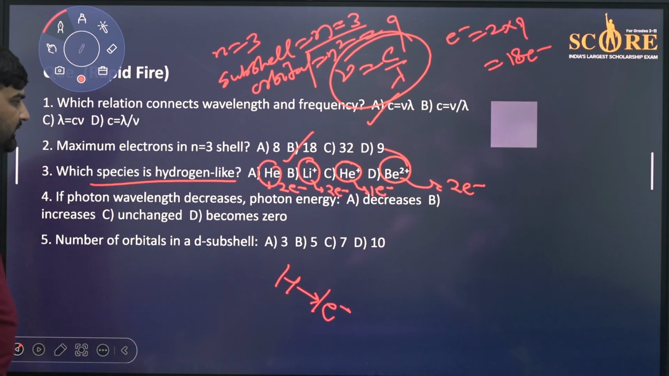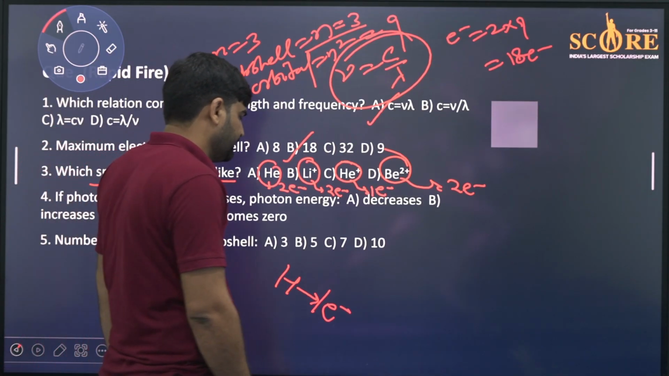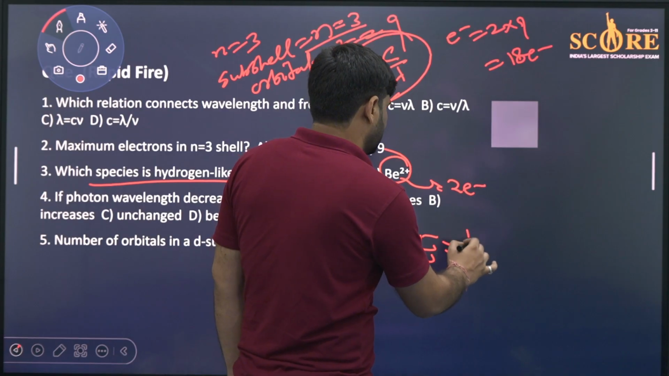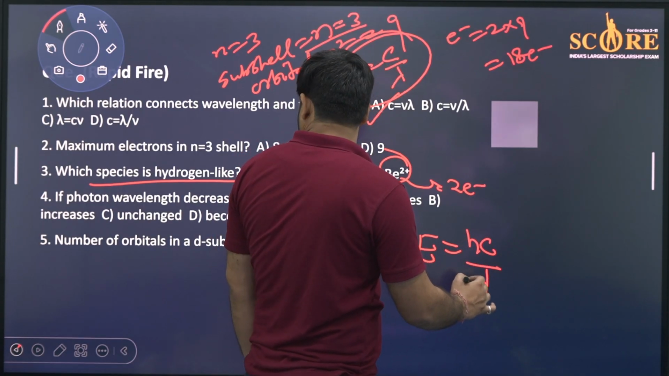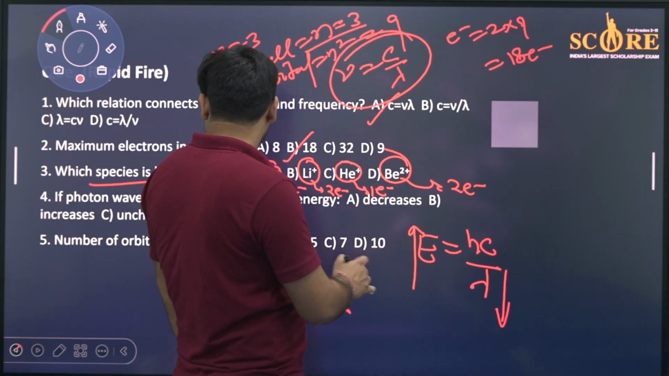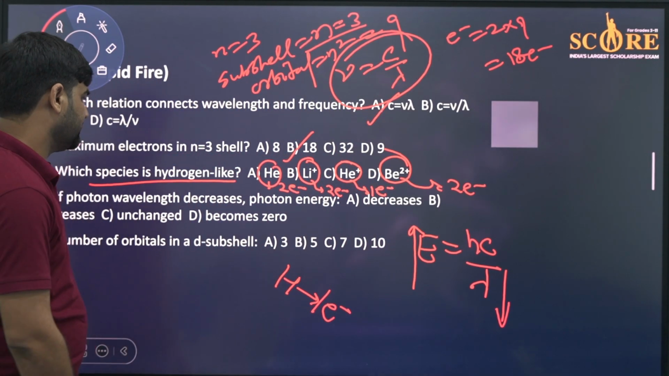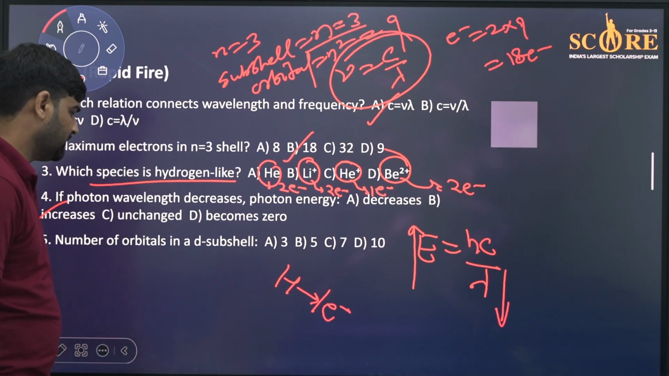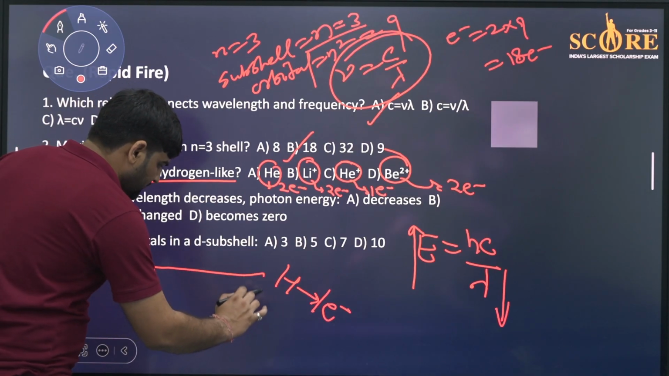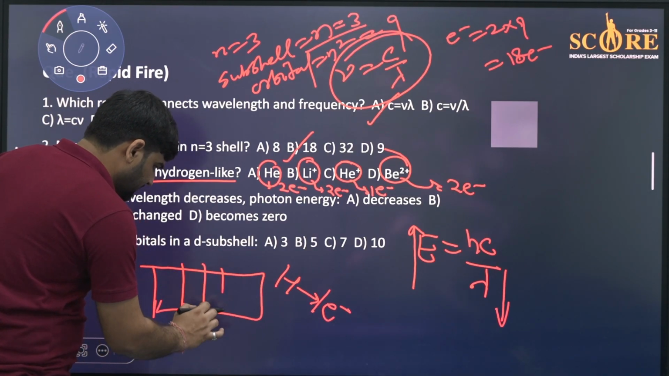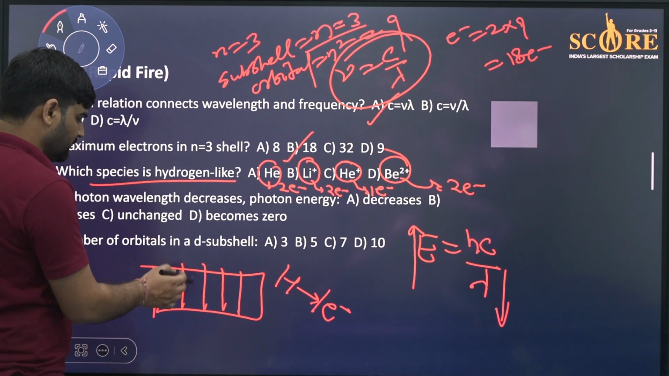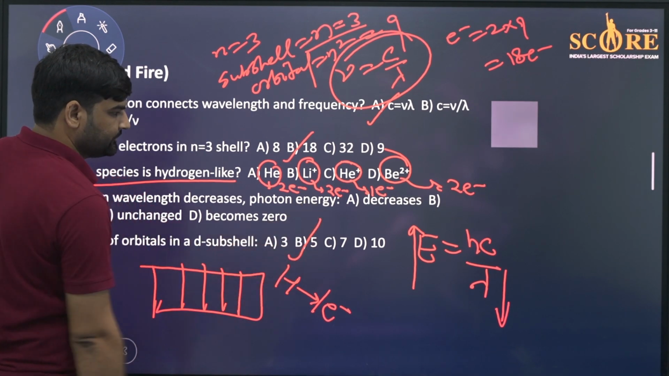If photon wavelength decreases, photon energy increases. We know E equals hc by lambda. If we decrease the wavelength, then energy increases. So your correct answer is this. Number of orbitals in d subshell: so you have to decide what is the number of orbitals in d subshell. So this is the d subshell and the orbital number is 5.